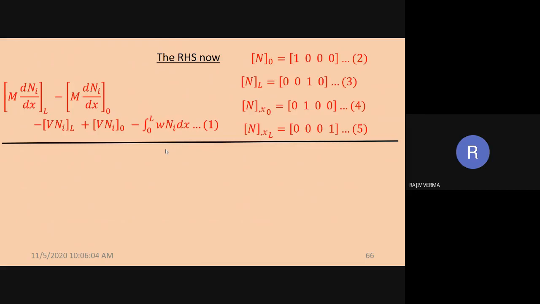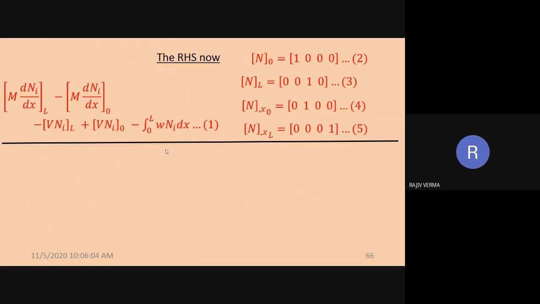Because you see that there is a term of differentiation of the shape function which is multiplied by m, and similarly the shape function itself is going to be multiplied by v. So obviously we are going to require the value of the shape functions themselves and the value of the differential of the shape functions. So we have expressions 2, 3, 4 and 5.